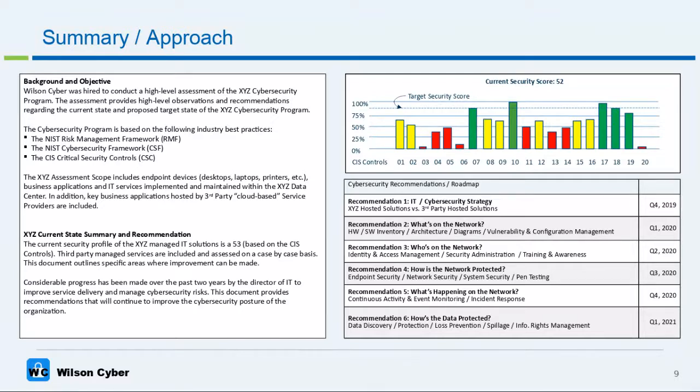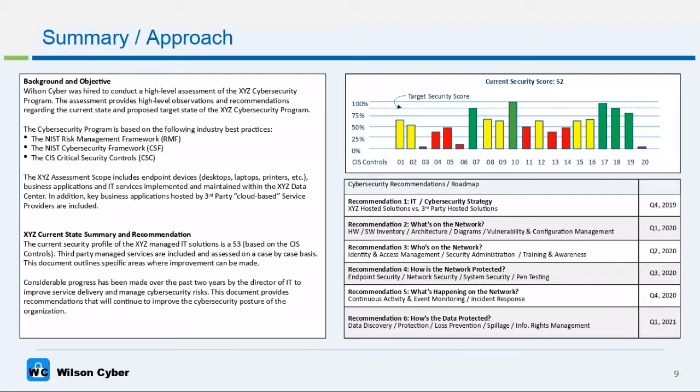And finally, recommendation number 6, we'll look at the data protection itself, where we'll be looking at data classification, data protection, data loss prevention, data spillage, and information rights management. So that's how we'll build our POAM, our plan of action and milestones.